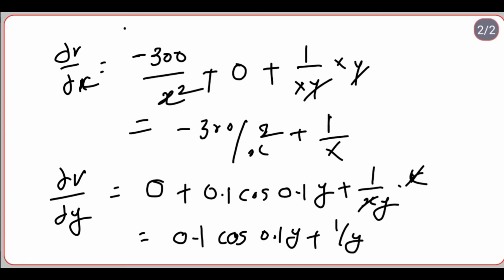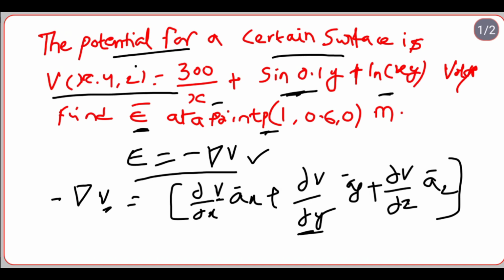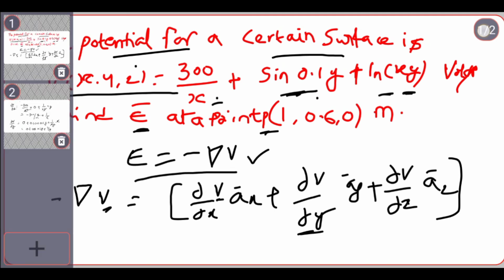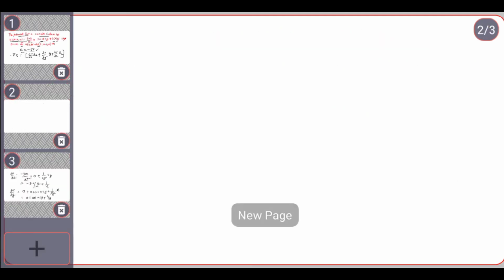Similarly, we have to calculate dou V by dou z. Here the first term, the second term and the third term all have no z term. Hence dou V by dou z equal to 0 plus 0 plus 0, that equals 0.